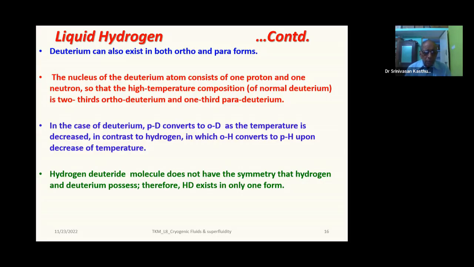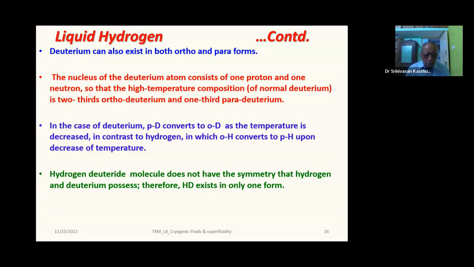Okay. In the case of deuterium, para-deuterium converts to orthodeuterium as the temperature is decreased, in contrast to hydrogen, in which orthohydrogen converts to parahydrogen upon decrease in temperature. So it is exactly the other way. In this case, the para form gets converted to the ortho form as the temperature decreases in the case of deuterium.